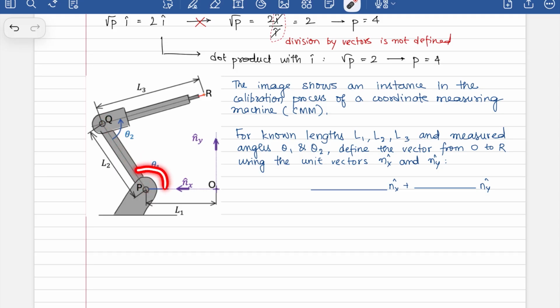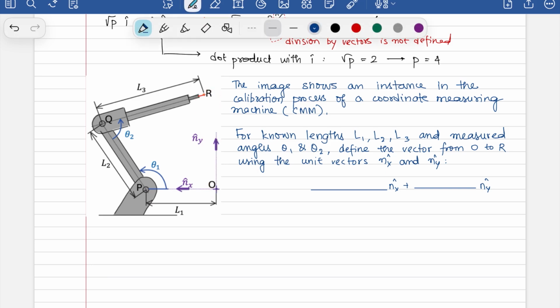But this angle theta 1 can vary as this arm can rotate. Similarly, from Q to the tip R, it's a length of L3, and this angle theta 2 can change because this arm can also rotate. So we're trying to find out what is the vector from O to R.